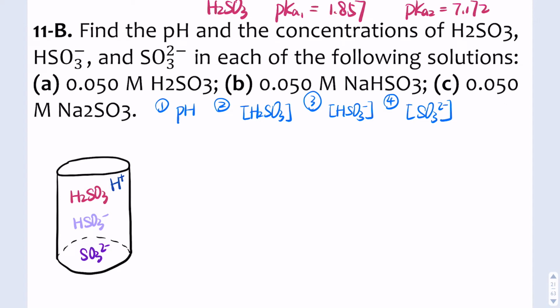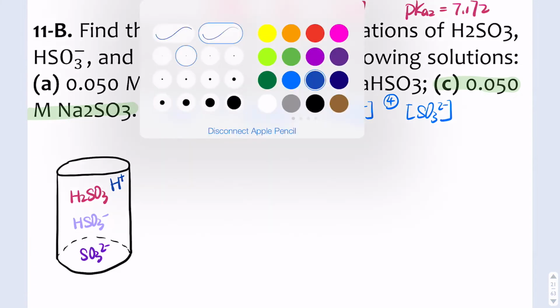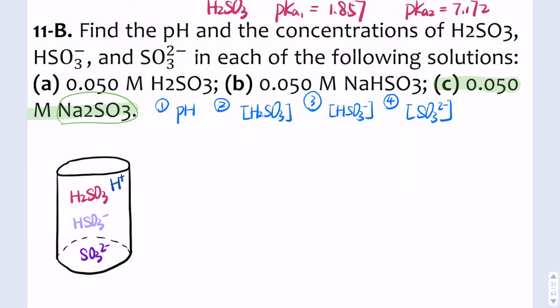Everyone, today I'm going to do an example question on calculating all four species when you have situation C. Situation C is that you have 0.05 mole of Na2SO3. First of all, you have to notice what you're dealing with: Na2SO3, sodium sulfite. When you put this into solution, this is what you have, so you're going to have these two.